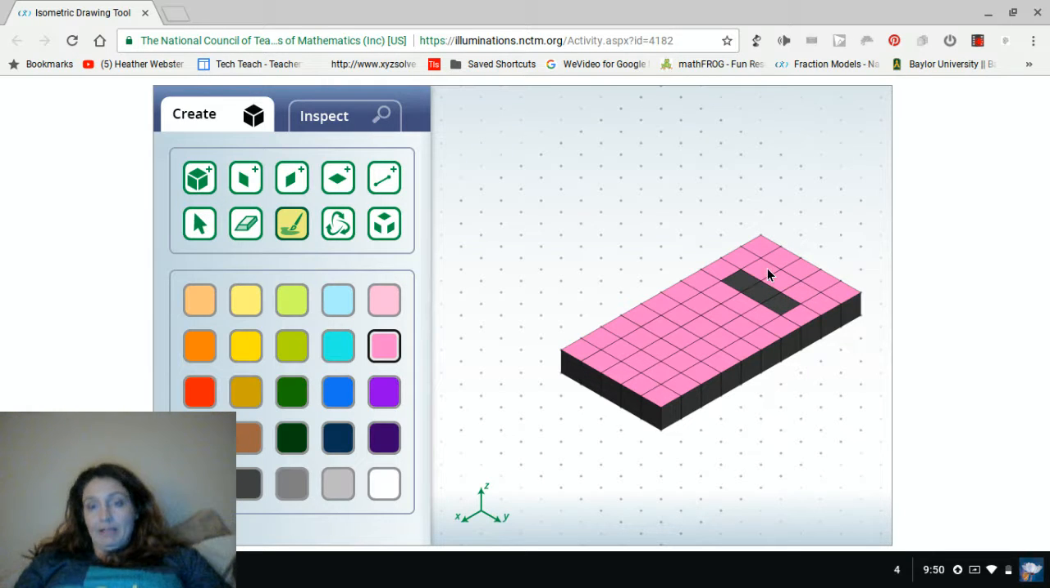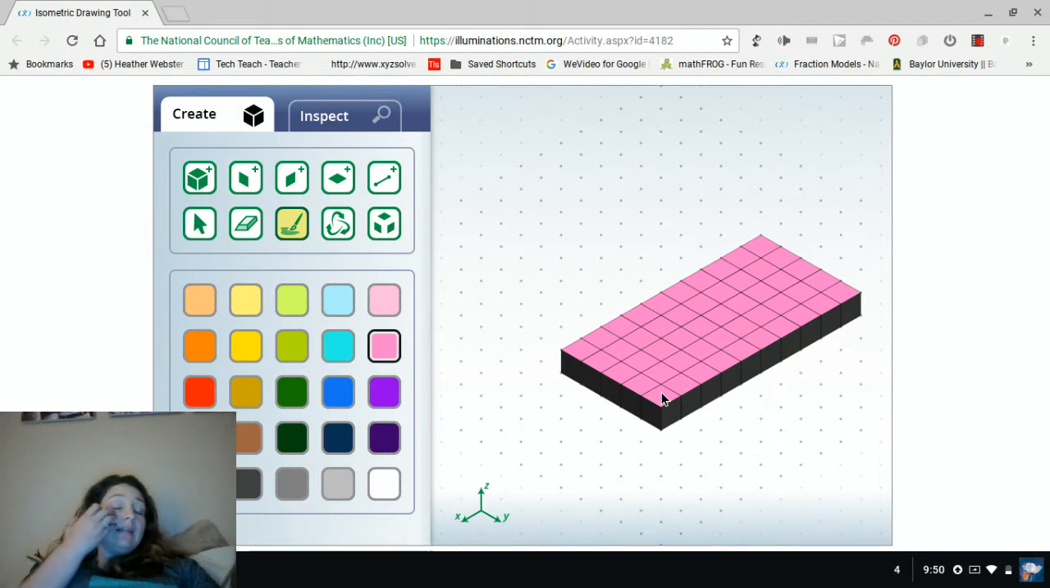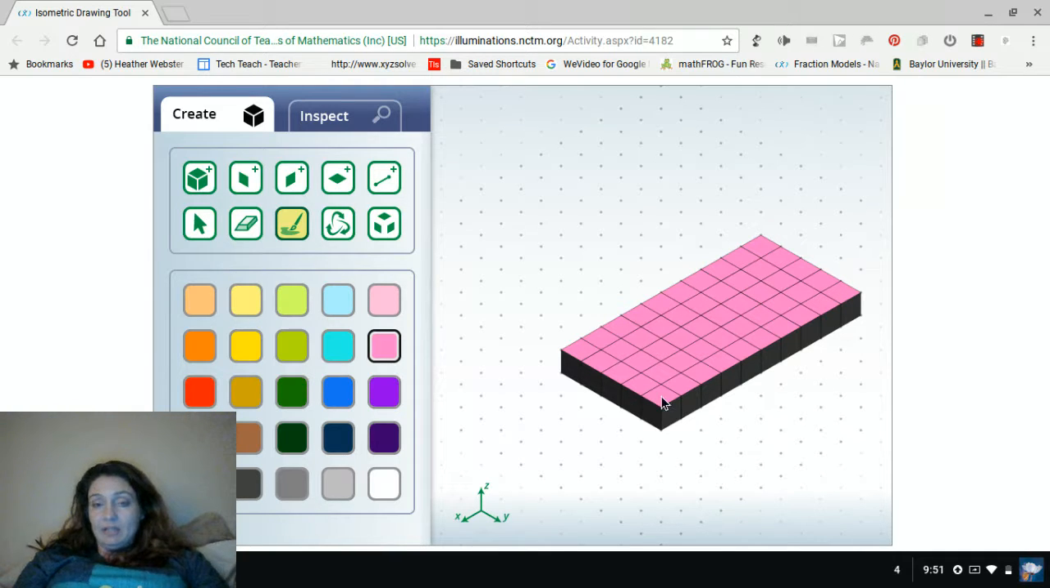Let me finish finding my area there, coloring those in. So I'm telling you it should take 50 to cover that. Well, let's go. 5, 10, 15, 20, 25, 30, 35, 40, 45, 50. And that's exactly right. Area equals length times width, which is 10 times 5.